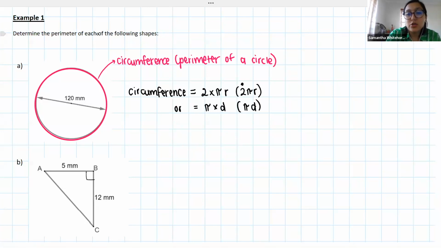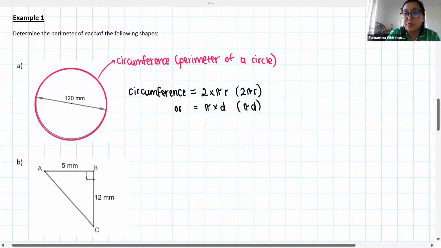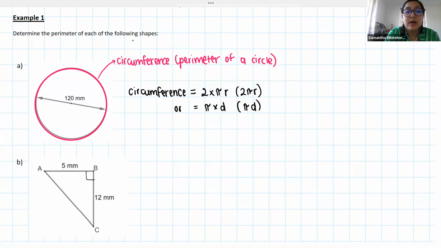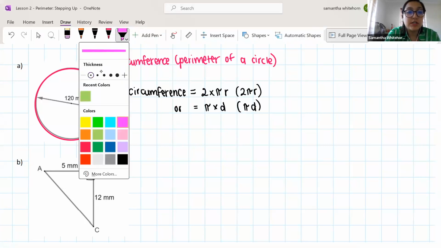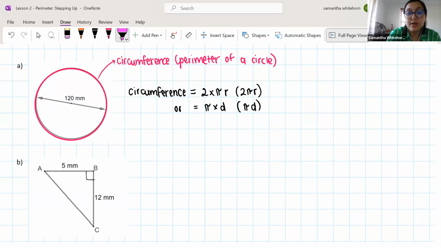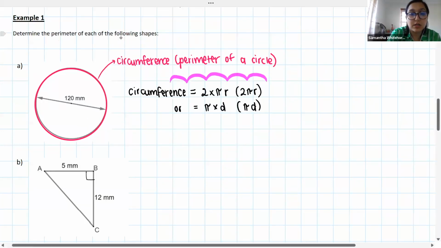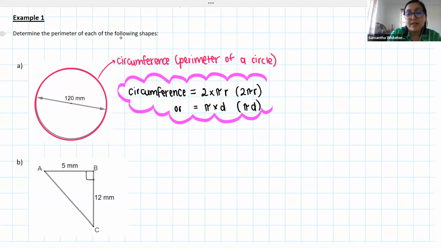Again, 2 times r gives us a diameter, hence why it's basically the same formula, and you can use either one. I know no teacher is ever going to tell you that you have to use one or the other. I'm certainly not going to tell you which one you have to use. It is completely up to you. My advice is pick one and stick with it. For me, I always use 2 pi r. That's just the formula I go to, but you don't have to use that formula.